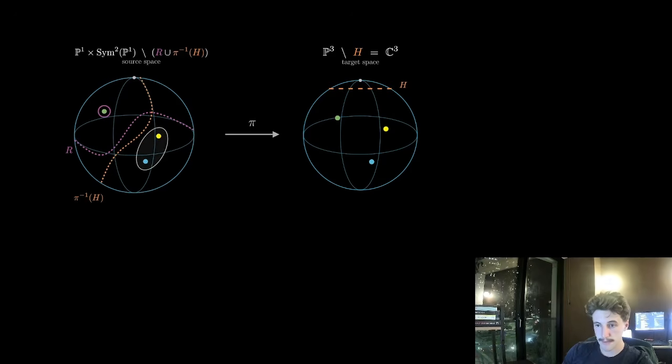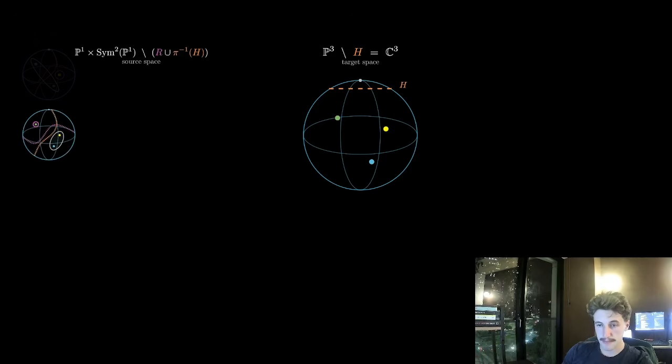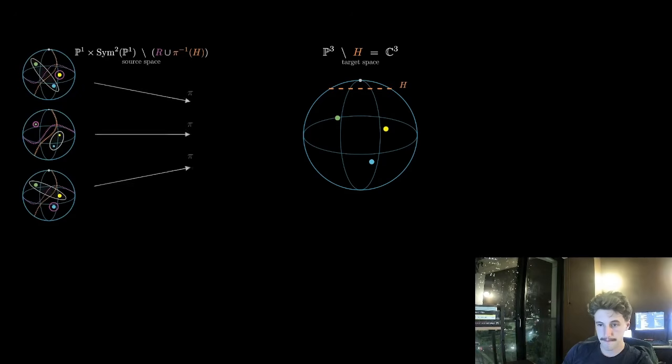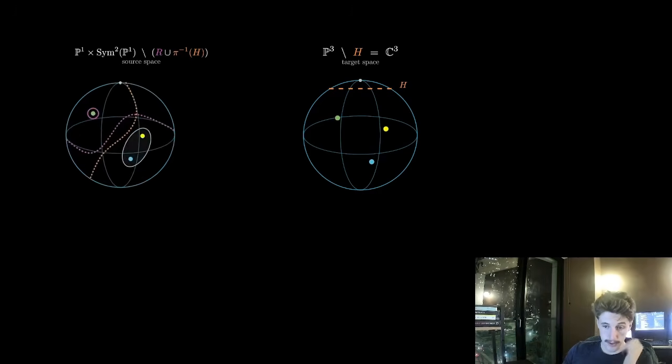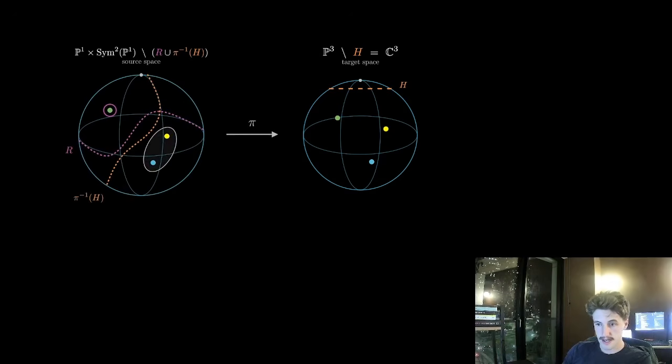There are three inputs mapped to the same output. The determinant is non-zero throughout all of it. The target space is C3, and the last piece of the puzzle now is the source space. So we now need to make the source space the points of P1 multiplied by Sym2 P1 space that survive both restrictions of R and pi inverse of H to be a three-dimensional complex space as well. And once we've done that, we'll have disproven the Jacobian conjecture. So to try and achieve this, we can tune the hyperplane, which we'll go into in the next chapter.